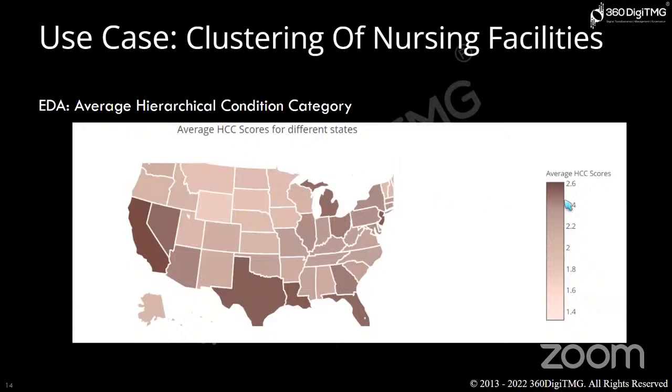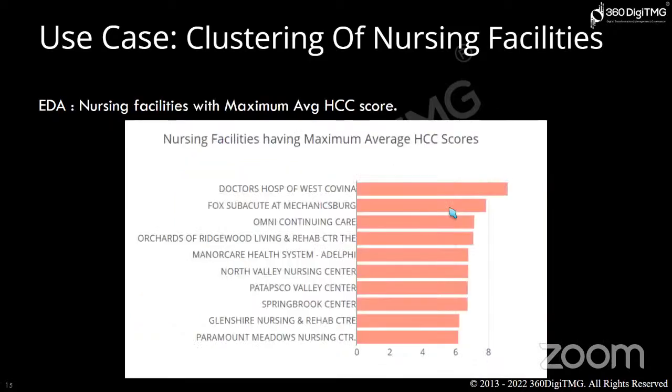Here also it's the same: the darker the color, the higher the average HCC score, and the lighter the color, the lower the HCC score. Now, we also found the various nursing facilities which have the maximum average HCC score. We saw that Doctors Hospital of West Covina was one of them, which had the highest value.